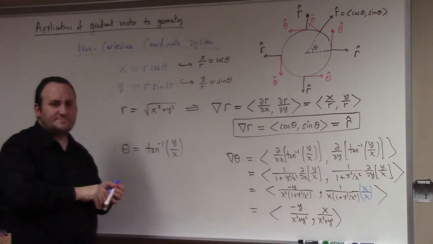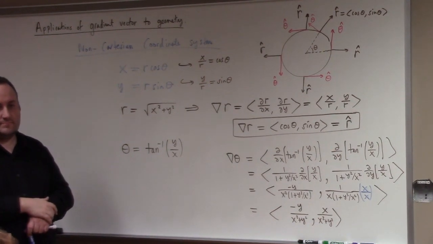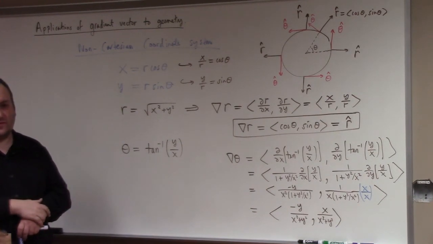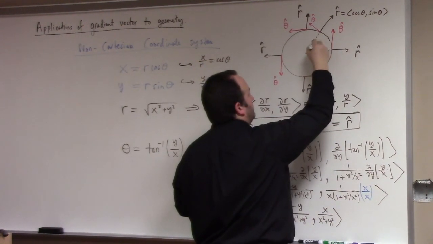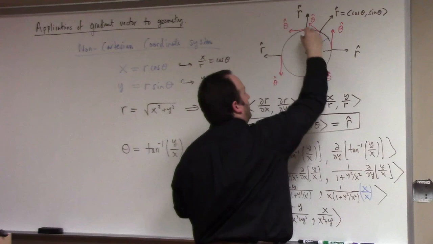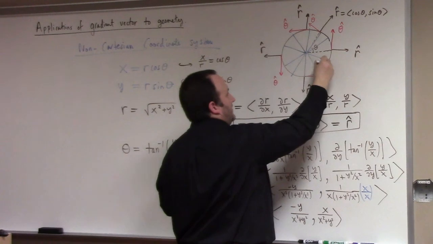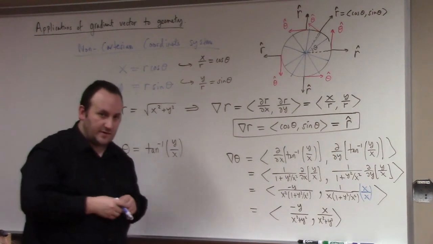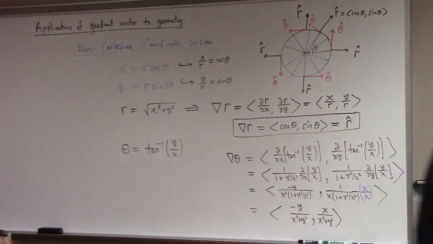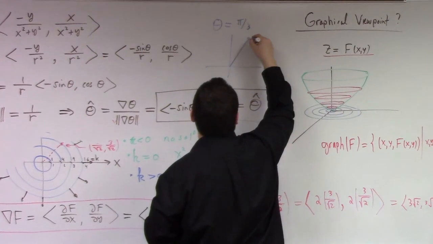What are the level curves of theta? What are the theta contours in this picture, so to speak? They're just rays, right? These are the theta level curves. They're just lines. Well, they're not lines, they're rays. When I tell you theta equals pi over 3, for example, because of our definition in here, is this, right?